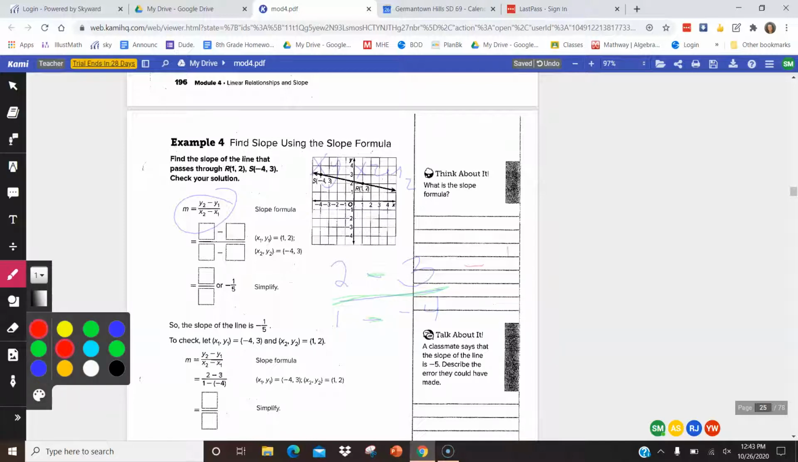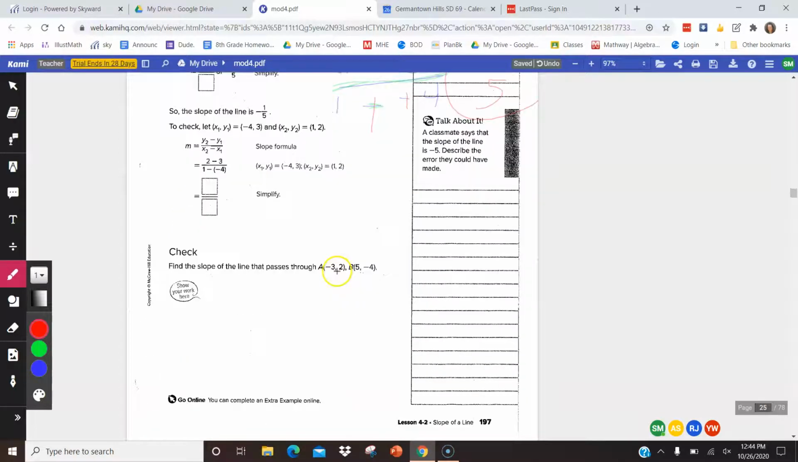So I should have a negative 1 over a positive 5. A negative 1/5 should be my answer. Okay, that's a negative 1/5. And I can even check it on the graph: go down 1 and right 5. 1, 2, 3, 4, 5. I'm still on that line. So go ahead and do the slope here. Do the check now.